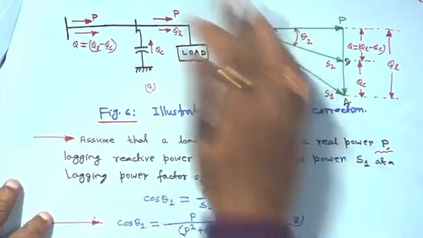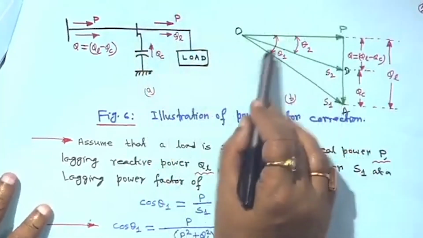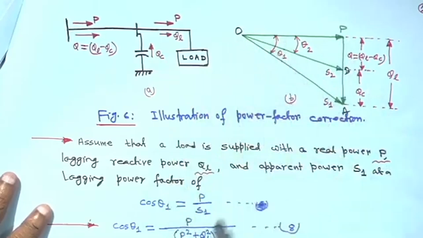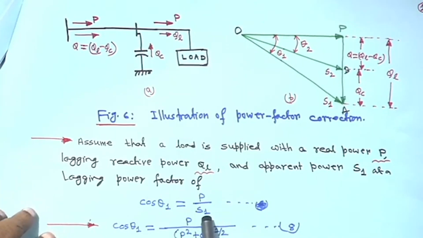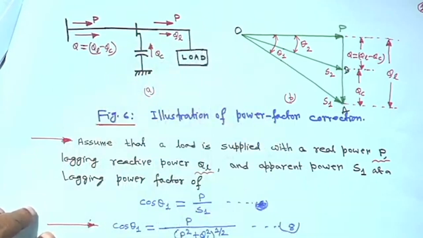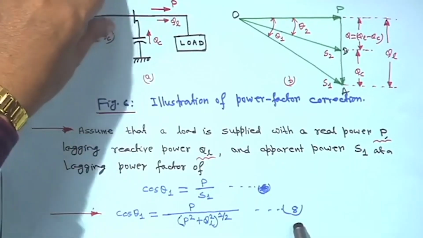So cos theta 1 from this triangle will basically be OP upon OA, that is P upon S1, that is P upon root over P squared plus QL squared, because without anything the load was P plus jQL. So it will be root over P squared plus QL squared, that is (P squared plus QL squared) to the power half. This is equation 8.